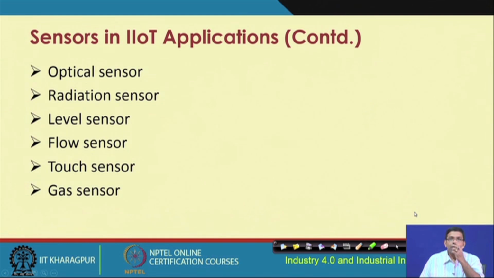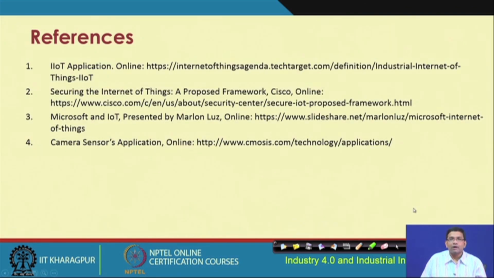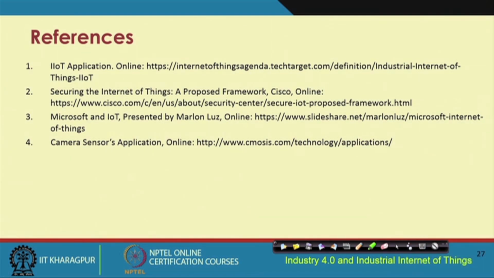Other sensors are also possible, different other sensors for industrial applications like optical sensor, radiation sensor, level sensor, flow sensor, touch sensor, gas sensor and so on. So, in this particular lecture we have seen the use of these different types of sensors for making smart applications in industrial scenarios. We have looked at the pin configurations of 3 types of sensors: analog temperature sensor, then accelerometer sensor, and third is the gas sensor.